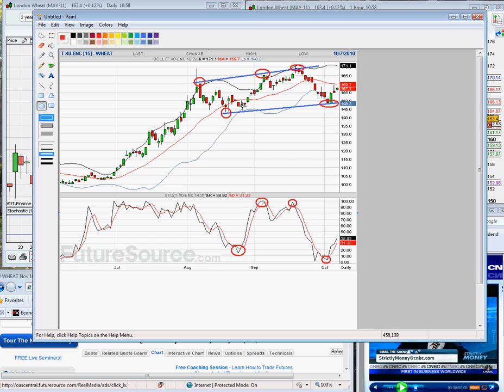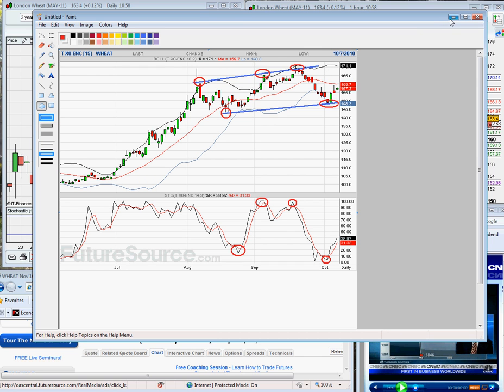But obviously, as usual, a warning sign is generated if we see the support line of 145 broken and the stochastic starts to drop. Then obviously we're looking at that next leg down, or it's coming out of here. But obviously a clear break up of the 171 would give you the next trigger up on that basis.